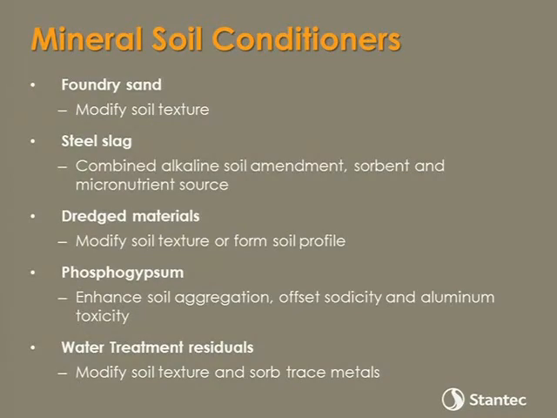The other class is the mineral soil conditioners. These are used to modify soil texture. So if, say, you're revegetating a tailings facility and it's a really fine material, you might have to put some coarse material in to improve the texture. Or they are added as sorbent materials. So with steel slags or wastewater treatment residuals, not only do they modify soil texture, but they can sorb trace elements, so they're not toxic to the plants that you're trying to grow in there.